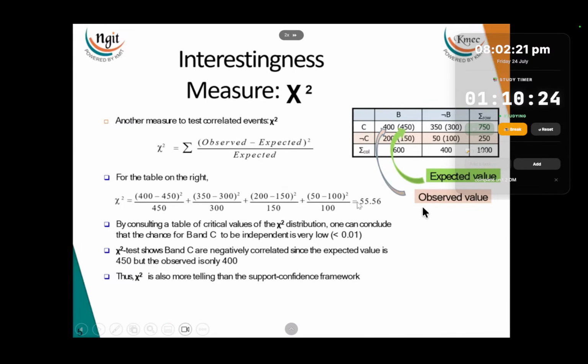formula, right? And you got the value as some 55.56, which is greater than 1. And here, it means that when it is greater than 1, we can say that those points are correlated with each other. And to know whether it is positively correlated or negatively correlated, look at the expected values.